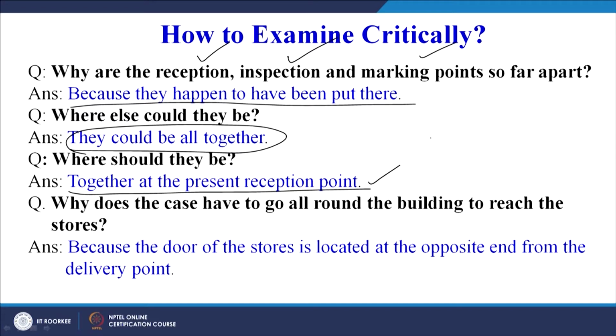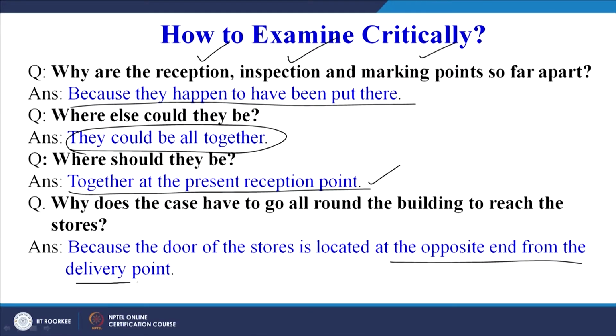Why does the case have to go all around the building to reach the stores? We have seen that the material is moving all around the building and then entering it for storage. Because the door of the stores is located at the opposite end from the delivery point. So why can't we have a door towards the delivery point only? Why do we have the door on the opposite end from the delivery point? So we can think of finding a solution to this problem.